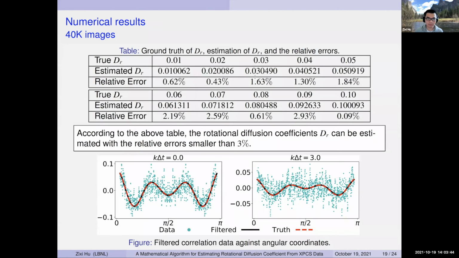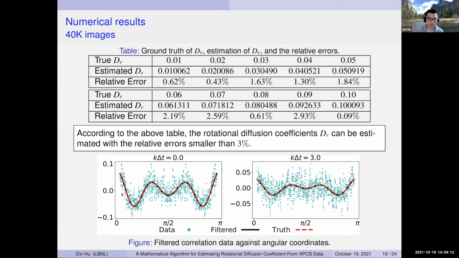In the first type of experiment, for a series of values of DR ranging from 0.01 to 0.1, we collect 40,000 images and then apply the algorithm. This table shows the ground truths, the estimated values, and the relative errors between them. According to the table, we can see that the algorithm is able to give an estimation of the rotational diffusion coefficient with all the relative errors less than 3%.